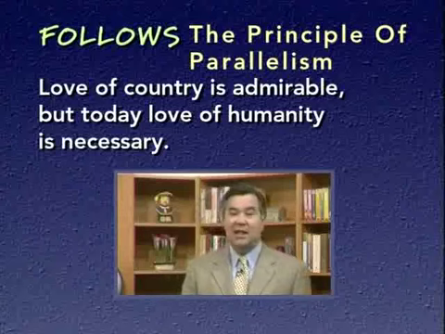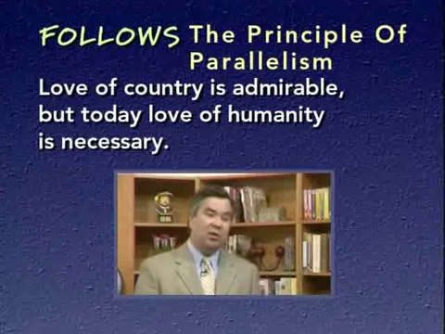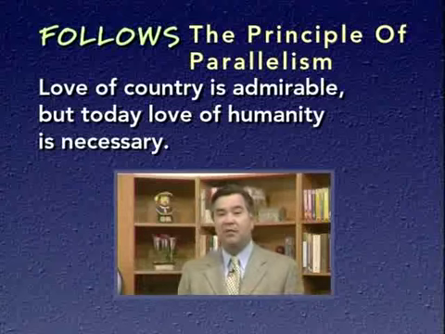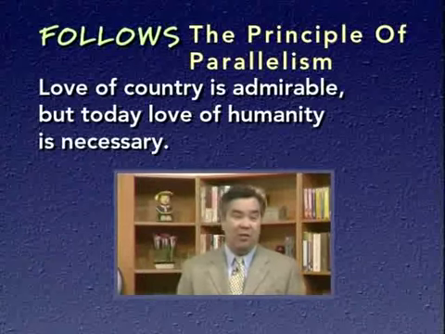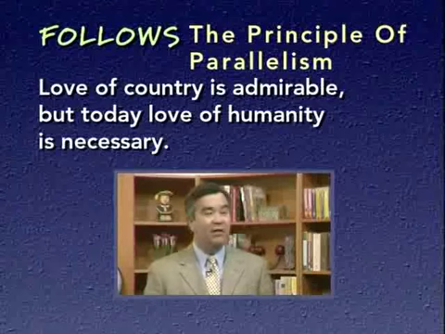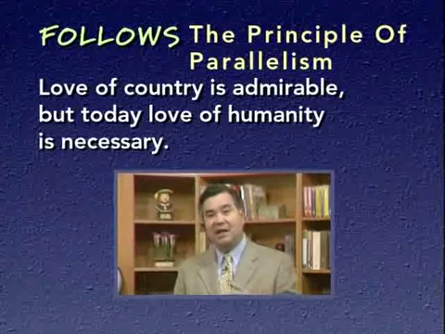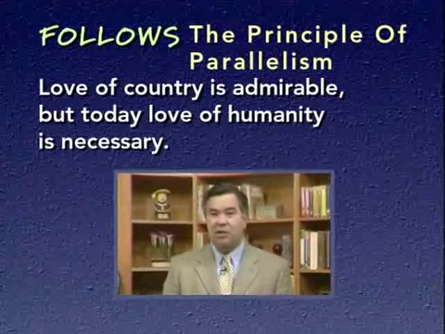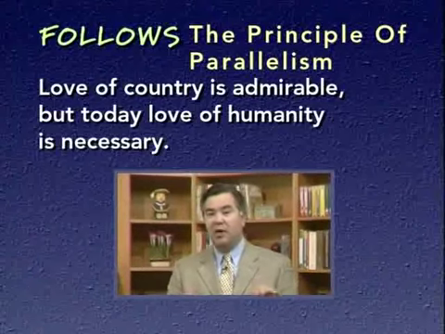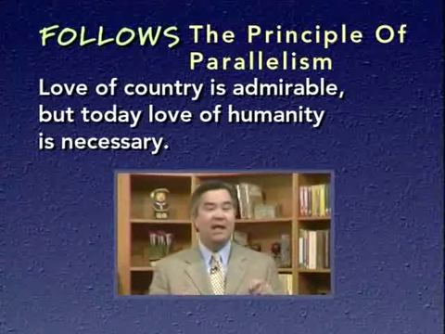When we rewrite the sentence this way, the contrast between two kinds of love has been emphasized. Love of country, love of humanity. And we're told that the first kind of love is admirable, but that today the second kind is necessary. So the contrast between the two ideas and the author's point becomes that much more vivid and that much more clear. And that's why parallelism improves the sentence.